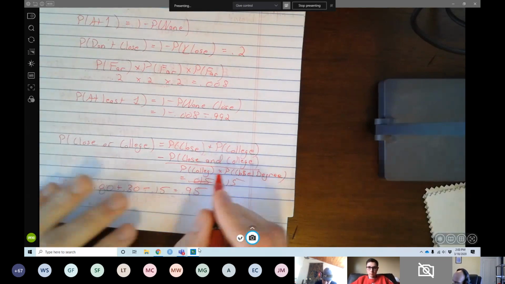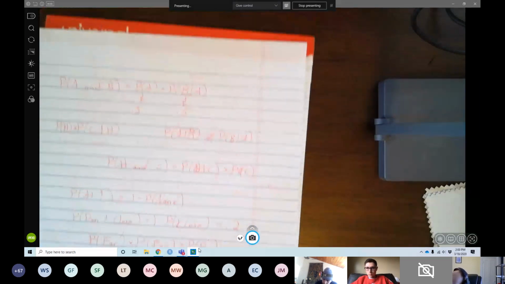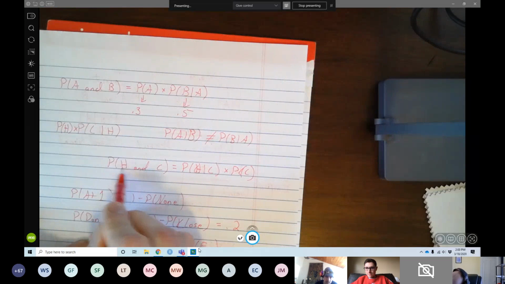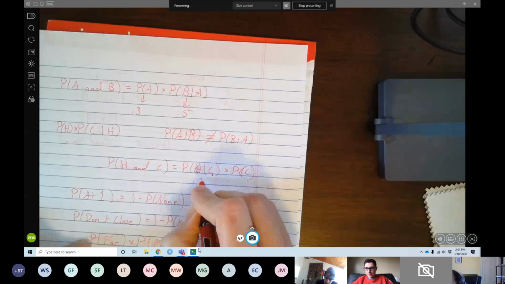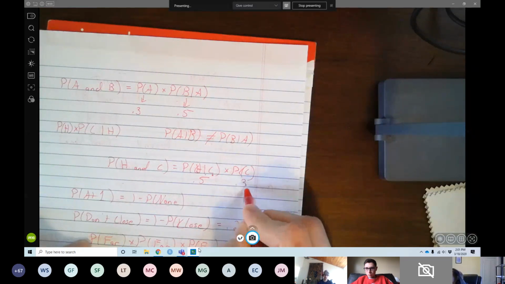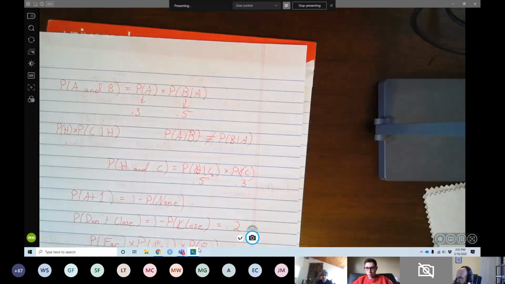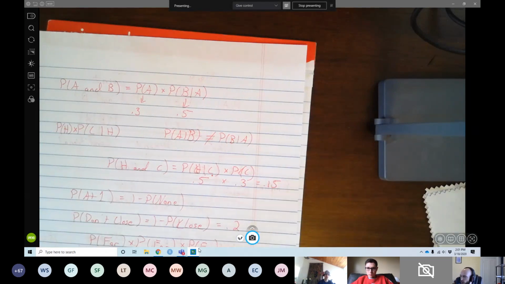So the 0.15 is the probability that someone's close and goes to college. We found that up here. It's the probability that they're close to home and they have a college degree. So it's the probability that they live close to home, given we already know they have a college degree. They give us that probability of 50%. This was 0.5 times the probability that someone has a college degree. If you pick a person at random, the probability they have a college degree is 0.3. So we multiply those two together, and that'll give us the 0.15.